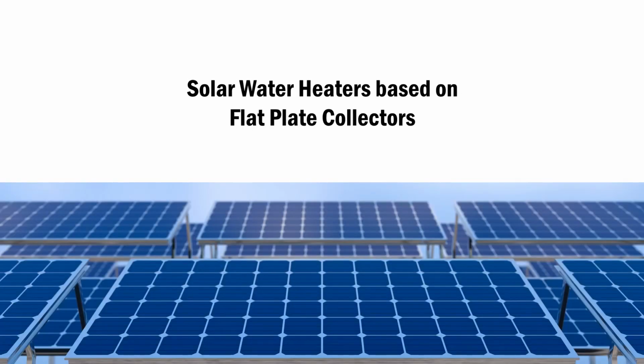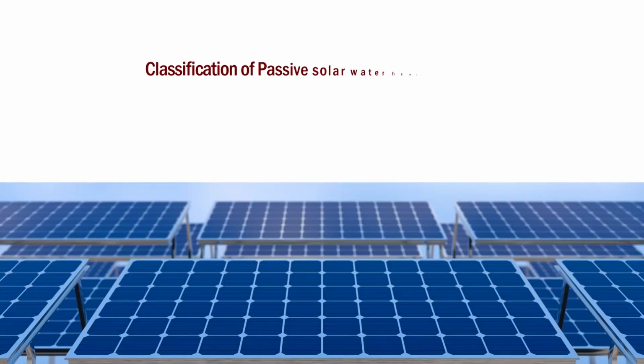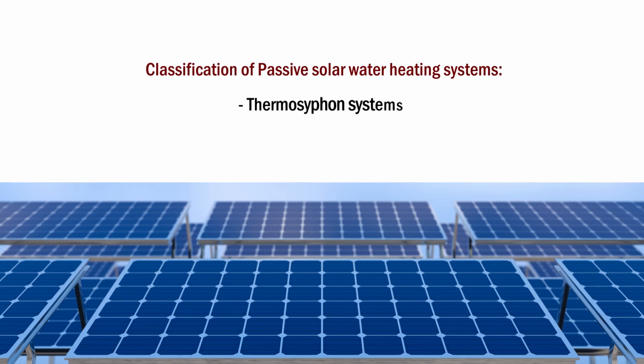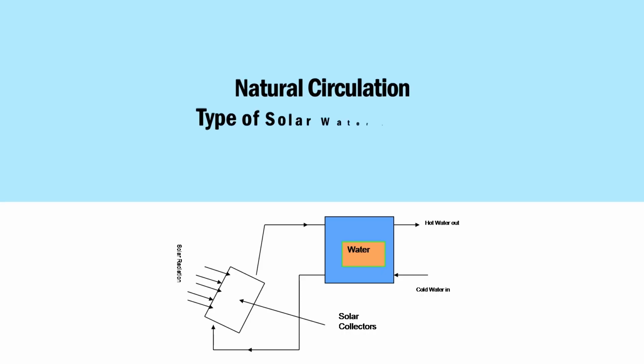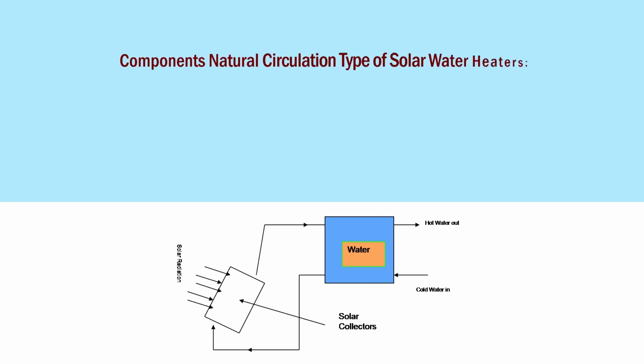Now we will discuss solar water heaters based on flat plate collectors. Solar water heaters based on the flat plate collector work on the passive concept. Passive solar water heating systems are mainly of two types. One is a thermosiphon system and another is an integral collector storage system. So if we talk about the natural circulation type of solar water heater, the schematic diagram is shown in the diagram, which consists of the following. Here you can see in the diagram also.